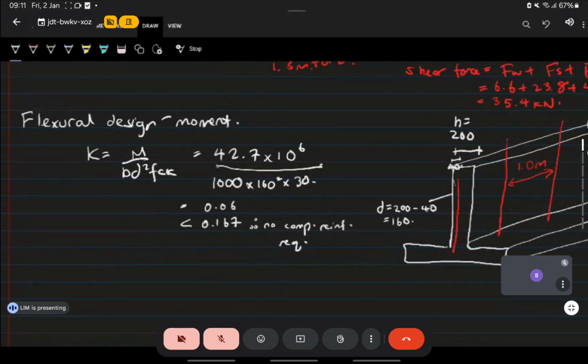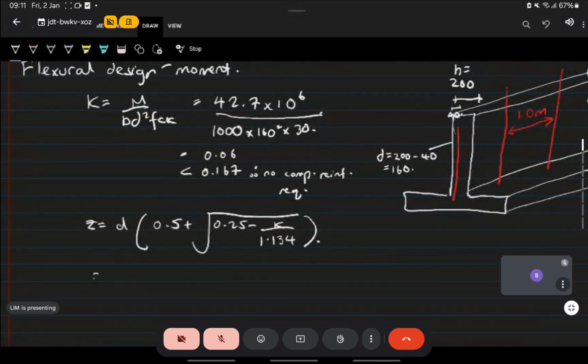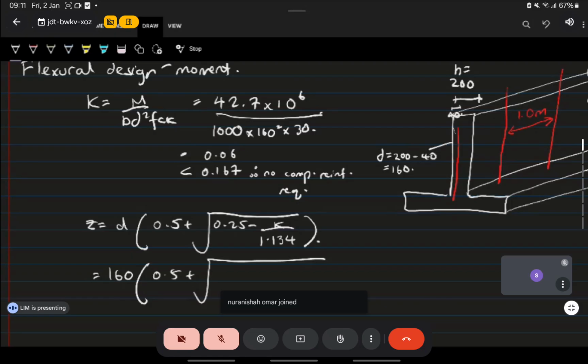Then you can calculate your z, which is d times 0.5 plus square root of 0.25 minus K divided by 1.134. So d is 160 times 0.5 plus square root of 0.25 minus K, which is 0.06, divided by 1.134. All this formula you should know, I've covered it before.